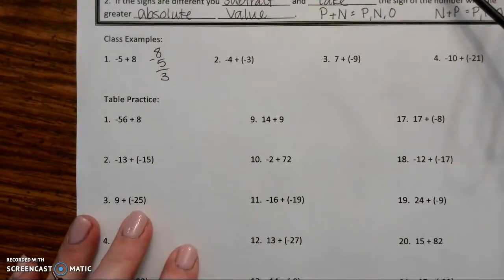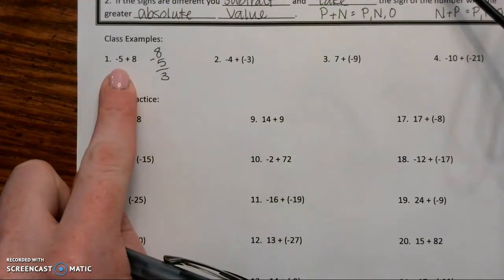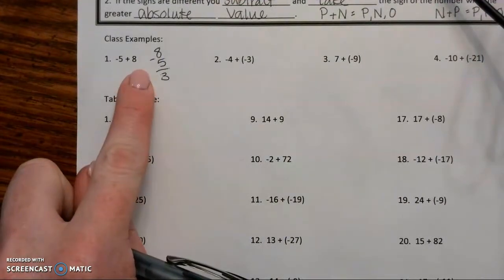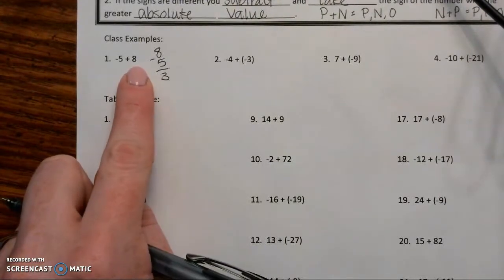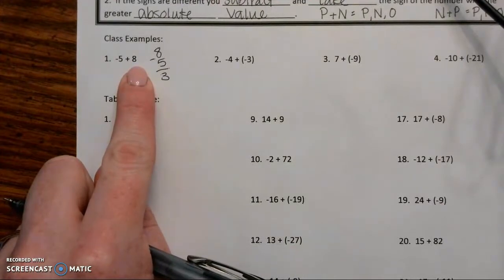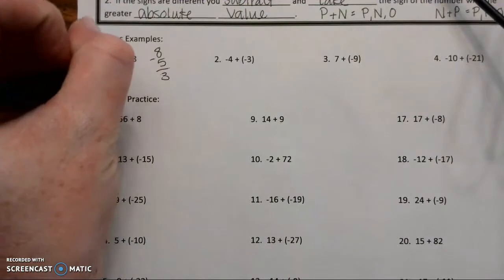Then I'm going to look at the absolute value of each number. The absolute value of negative 5 is 5. The absolute value of positive 8 is 8, so my answer is going to be positive 3 because the absolute value of positive 8 is greater than the absolute value of negative 5. So my answer would just be 3.